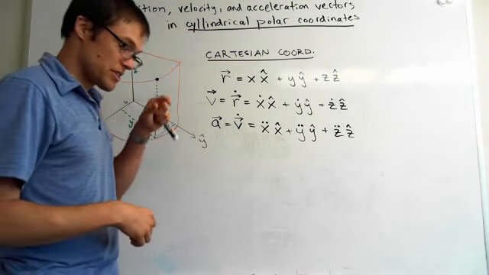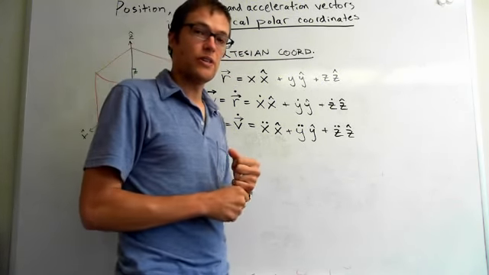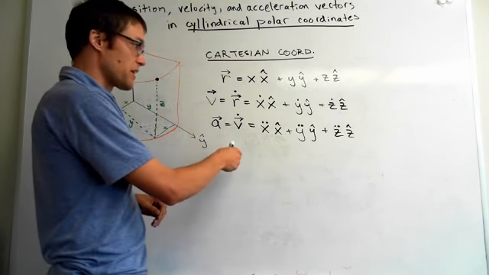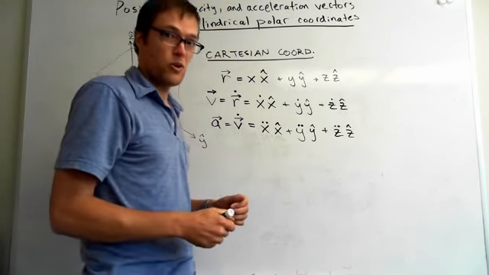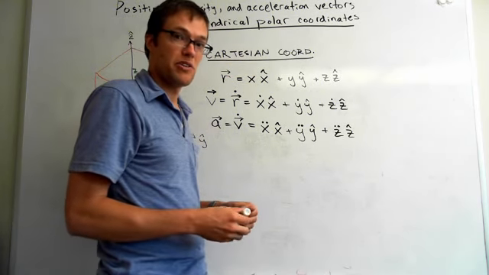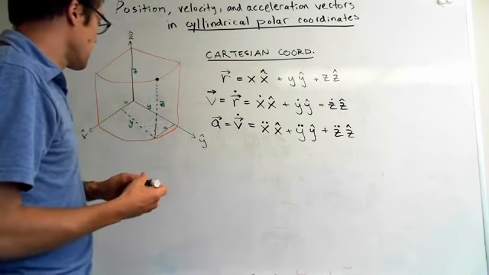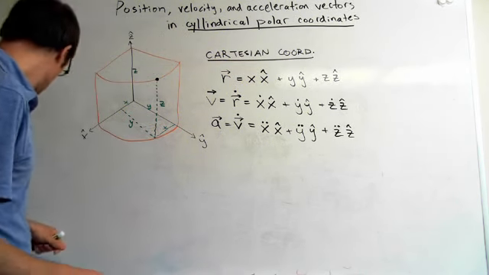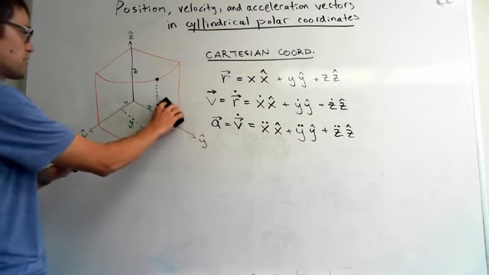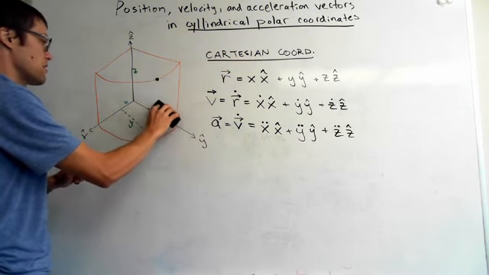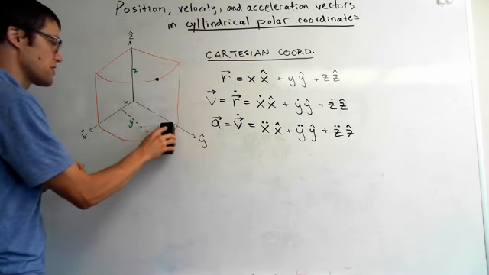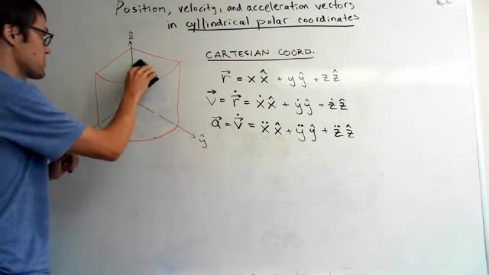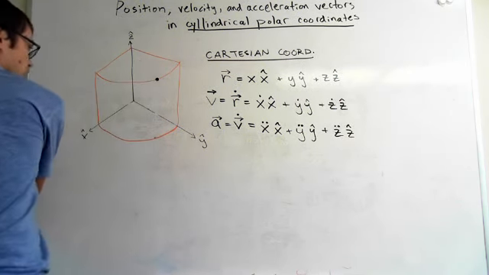Now, the situation is not so simple in cylindrical polar coordinates. As you might have gathered by my foreshadowing, the unit vectors in cylindrical polar coordinates do depend on time in general. So let's now draw on this diagram how to represent the location of this particle in cylindrical polar coordinates, and then we'll figure out their time derivatives to get the velocity and acceleration.